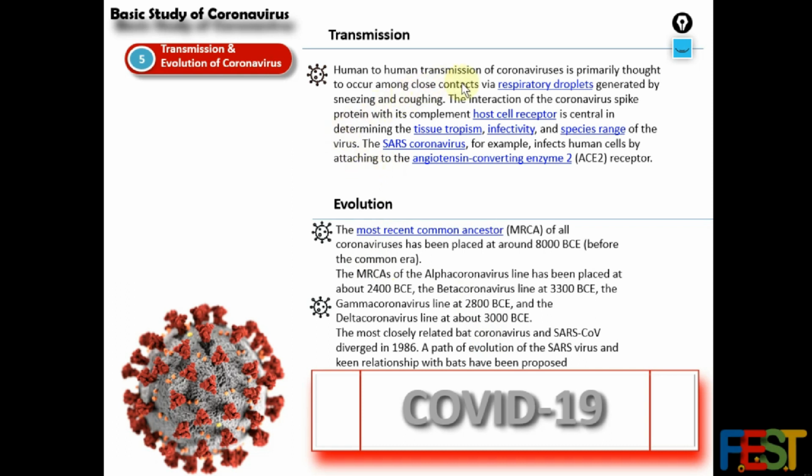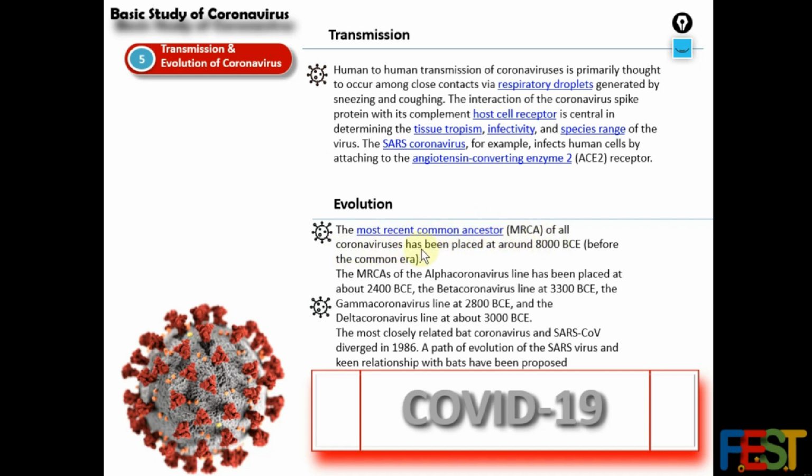Transmission. Human-to-human transmission of coronavirus is primarily through respiratory droplets generated by sneezing and coughing. The interaction of the coronavirus spike protein with the complementary host cell receptor is central in determining tissue tropism, infectivity and species range. For example, SARS coronavirus infects human cells by attaching to angiotensin converting enzyme 2.